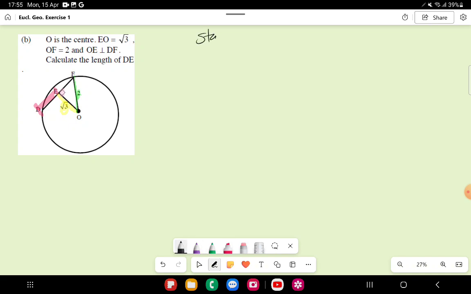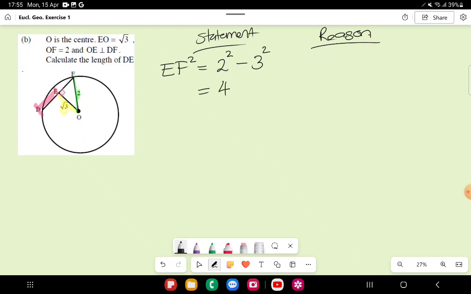So again, I have a statement and I have a reason for that statement. I see a right angle triangle, 2 out of 3 sides. I'm going to use Pythagoras. So I'm going to say that EF, which I don't know, EF squared is equal to hypotenuse, OF, which is 2 squared, minus OE, which is square root of 3 squared. 4 minus 3, which gives me 1.